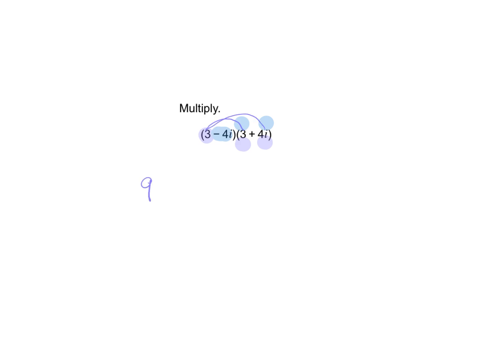3 times 4i is positive 12i. Then I'm going to do my negative 4i. Negative 4i times positive 3 is negative 12i. Negative 4i times positive 4i is negative 16i squared. So what I notice is that these two are opposites, which means they're going to cancel out. The 9 is just going to come down, plus this negative 16i squared.